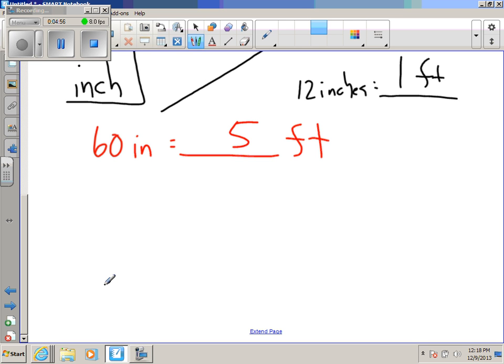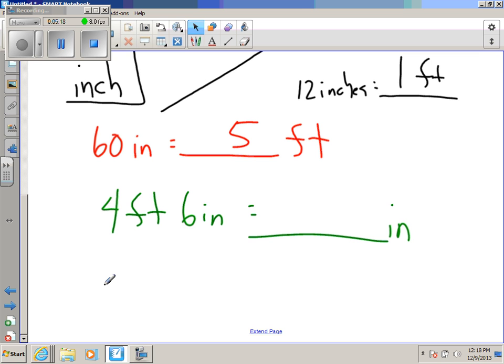Yes? Yep, that's the metric system. That's the metric system. Okay. Yeah.